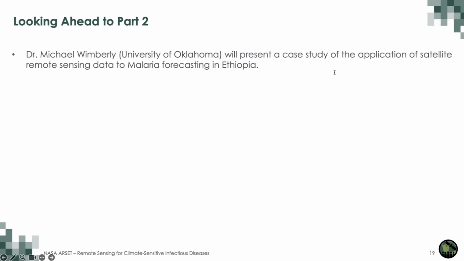Okay, looking forward to part 2 of this training. Dr. Mike Quimberly of the University of Oklahoma will present a case study of the application of satellite remote sensing data to malaria forecasting in Ethiopia.